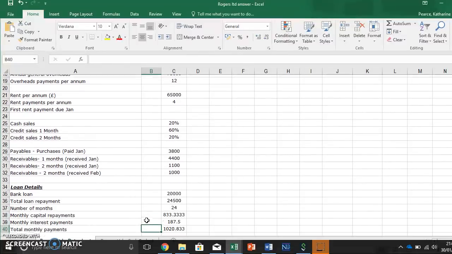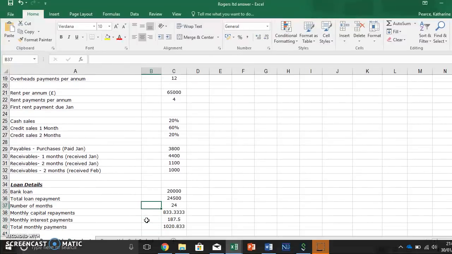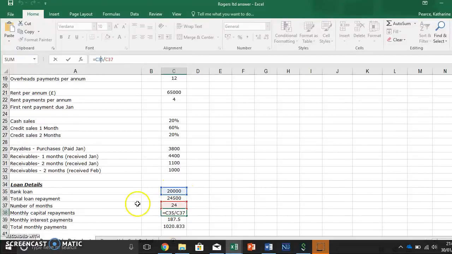The bit that you need to add is the information on the bank loan. So we're told that a loan of 20,000 is taken out on the 1st of Jan. The total loan repayment is 24,500. This is all in part C of the question. And we're told that it's paid back in 24 equal payments. So the bits that you need to fill in are, first of all, the monthly capital repayment. That is the amount of your loan divided by the number of repayments. So in this case, 20,000 divided by 24. That's the amount of capital you're paying back each month.